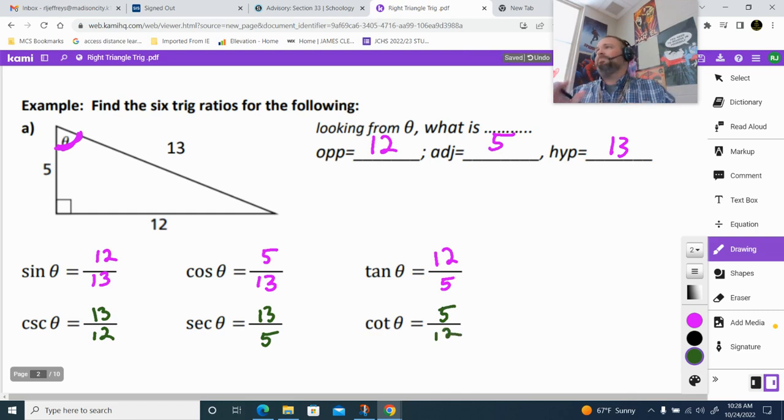Okay, now, some of y'all are like, wow, that kind of made sense. It was set up to make sense. Remember, we're looking from theta. That's the corner we're in. Okay, it's all about the perspective. A lot of people don't grasp that concept. If you don't know you're looking from this corner, you will never get anything else.